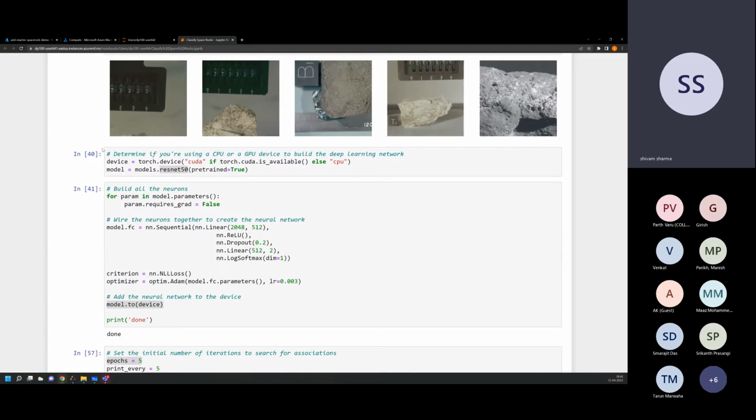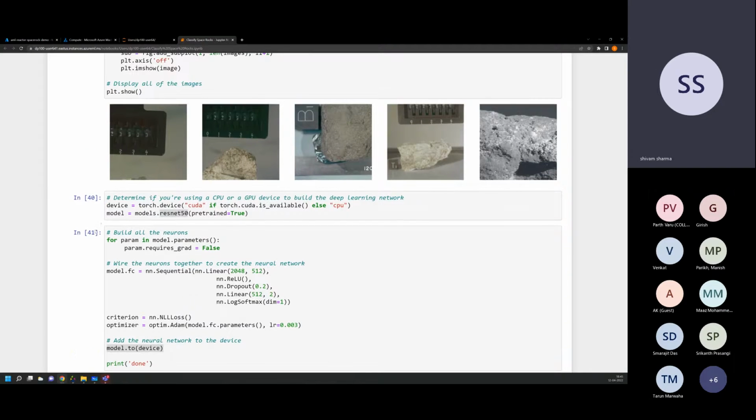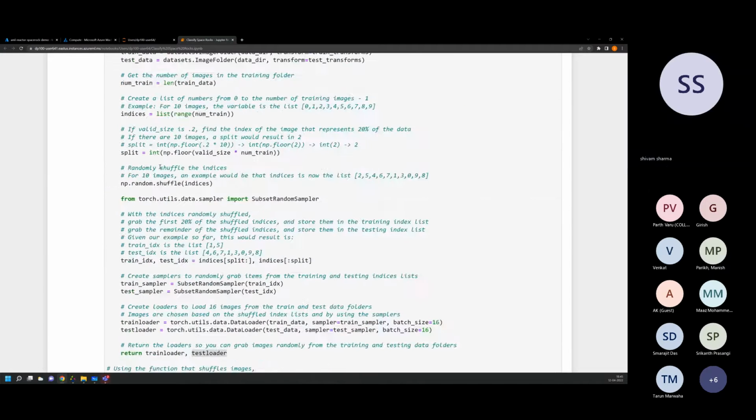So transfer learning basically means using any existing pre-trained neural network, adding a few layers at the end, and then training those parameters, those weights, for your data set. Then it can work on the rock data set.